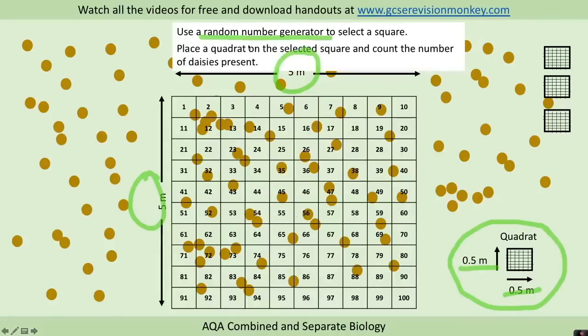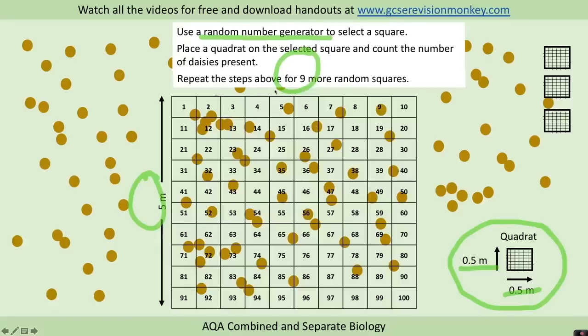So we place a quadrat on that selected square and count the number of daisies present, and then we repeat the steps for perhaps 9 more random squares. So we might do 10 in total.